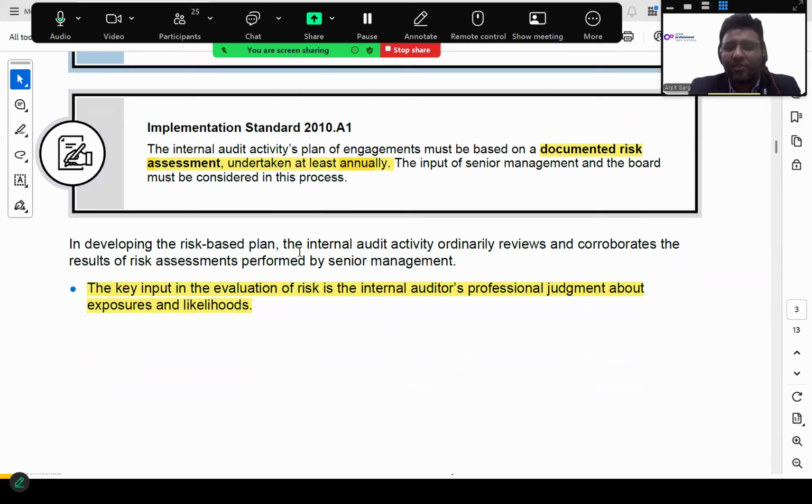It says in developing the risk-based plan, the internal audit activity ordinarily reviews and corroborates the results of risk assessment performed by senior management. Let's say if there is a risk assessment that is done by senior management, should we just ignore it, or we can use it and then further develop it?